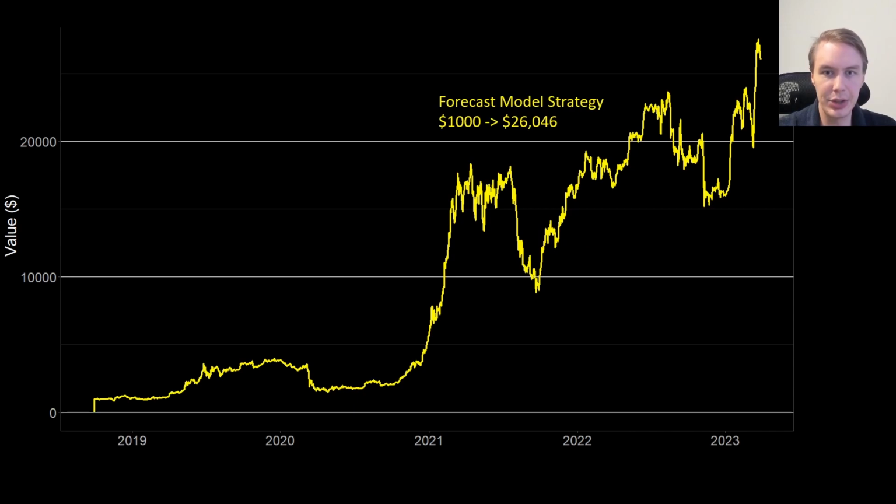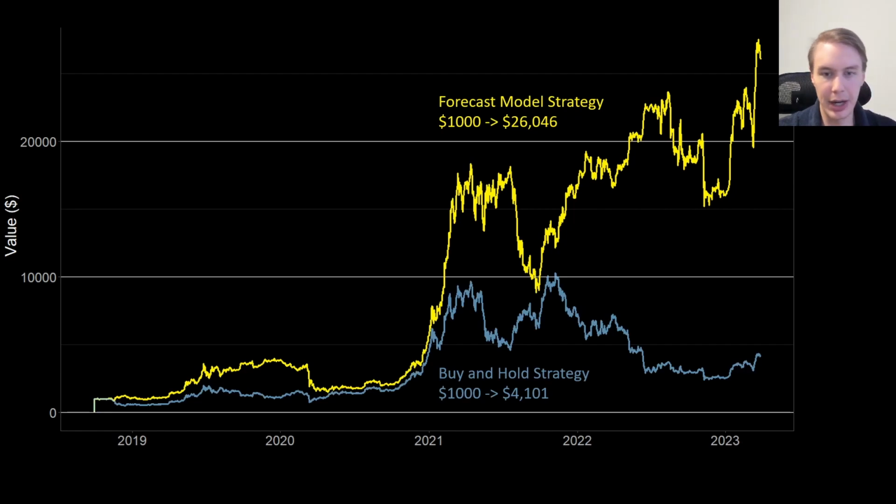Okay, so let's get into the results. This is the forecast model strategy, and you can see the results are very impressive. It takes $1,000 worth of Bitcoin back in September of 2018. That's when this backtest starts, and it turns it into $26,000. It basically 26x's your money.